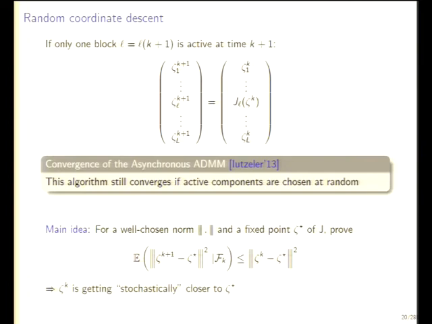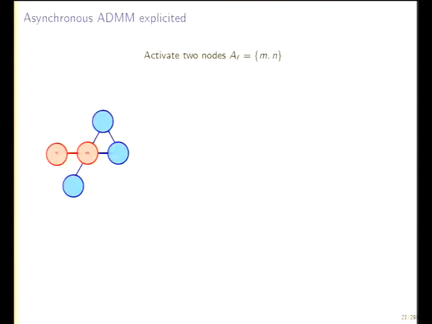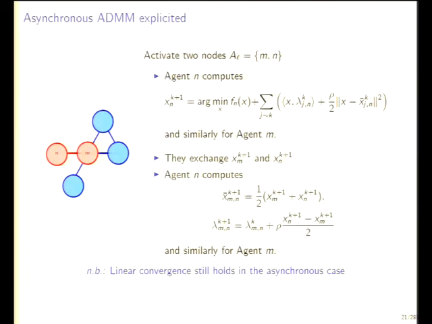Okay. And so the main trick behind the proof is to show that whatever fixed point zeta star of this mapping J you choose, the sequence zeta k minus zeta star will be stochastically decreasing, which means that in some stochastic sense you will get closer and closer to any fixed point. So I will not go into the details of the equation. This is the algorithm. What is important is not so much the equations, but the fact that at some iteration k, you activate just one component, and the nodes that are not activated, here in blue, just maintain their variables at their former value. And by the way, we can also show a linear convergence of this method even in a random setting under convenient assumptions on the functions f_n.